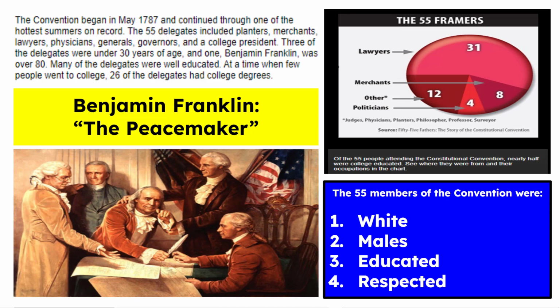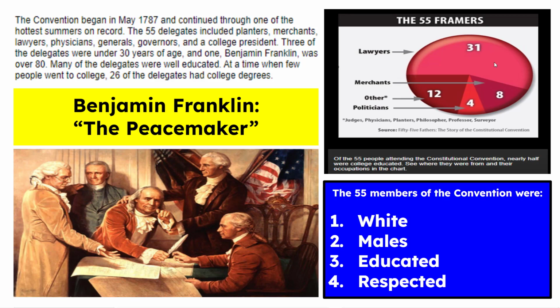Question 7. What occupation did a majority of the 55 members have at the convention? A majority of them, 31 if you look at this pie graph, 31 of them were lawyers. And that's important if you're going to make a new constitution, that they have a concept of the law.